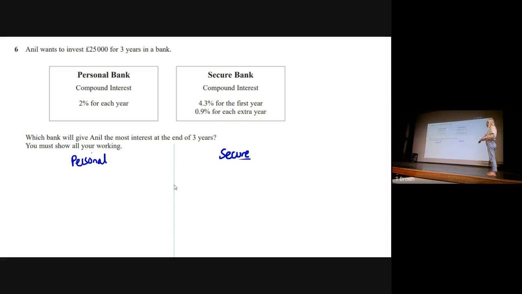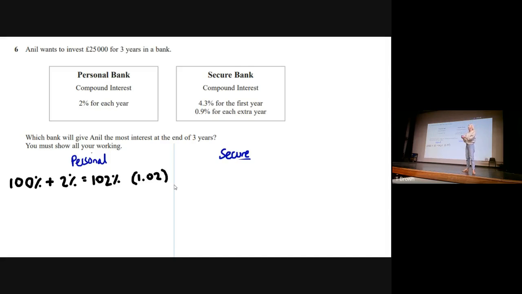So I would always put a line down the middle on a question where you're comparing two things. I'm going to do all my working for the personal bank on this side and all my working for the secure bank on this side. So I'll be really clear with my working, make it really obvious where my answers are. First thing you need to do is say, well, if I've got 100% of my money in the bank, £25,000 in this case, I don't want them to take that away. I need that money and the extra.